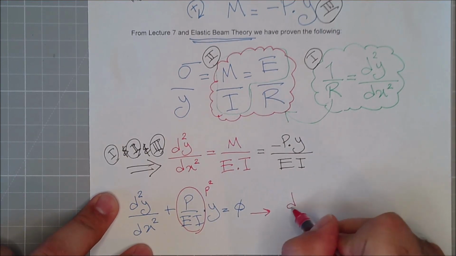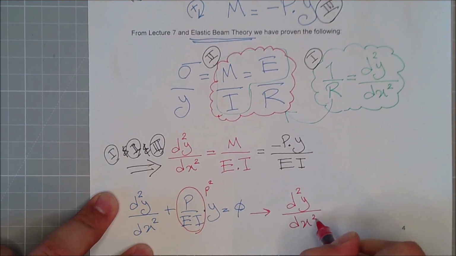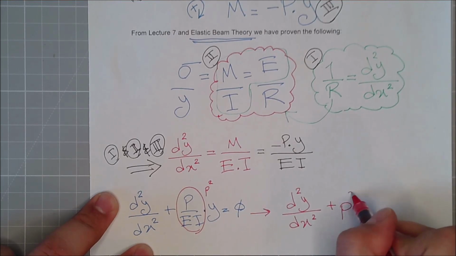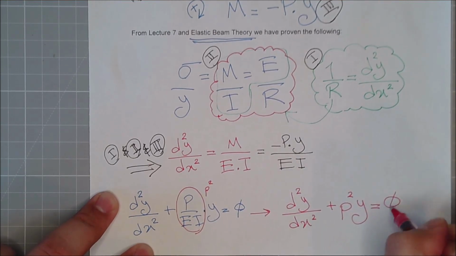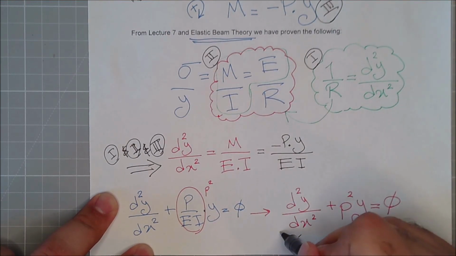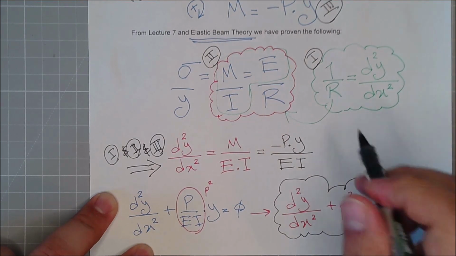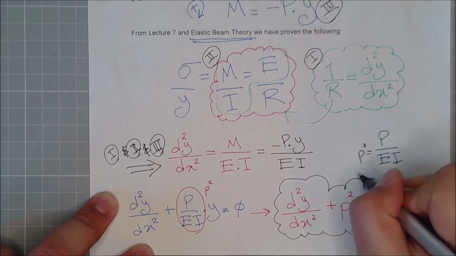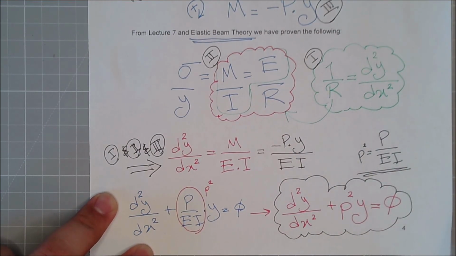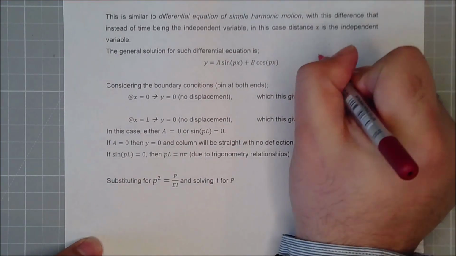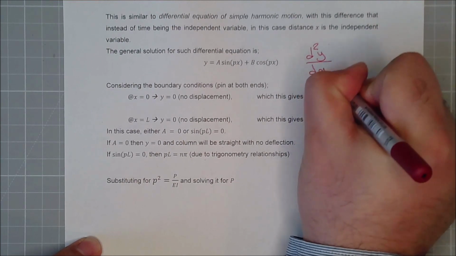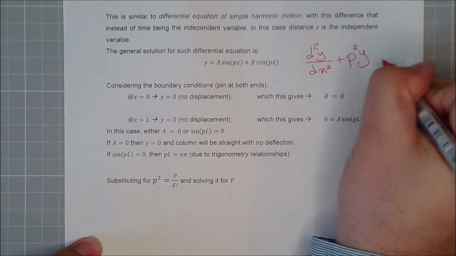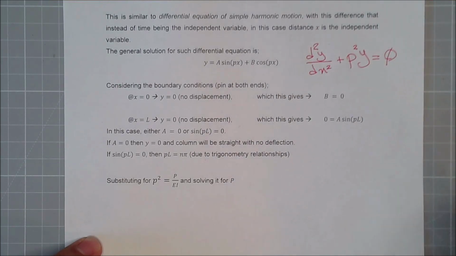So my formula now will become d²y over dx² plus small p² y equals 0. So I just did some assumptions that small p² is actually capital P over EI, and I ended up with this. So very quickly we managed to prove that the second differentiation of y plus small p² y equals 0, from elastic beam theory, from the moment that we got, and the radius of curvature.